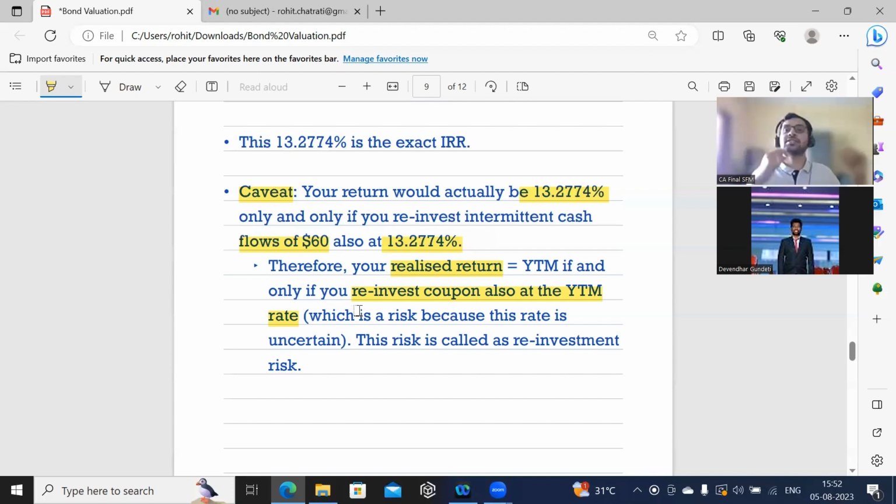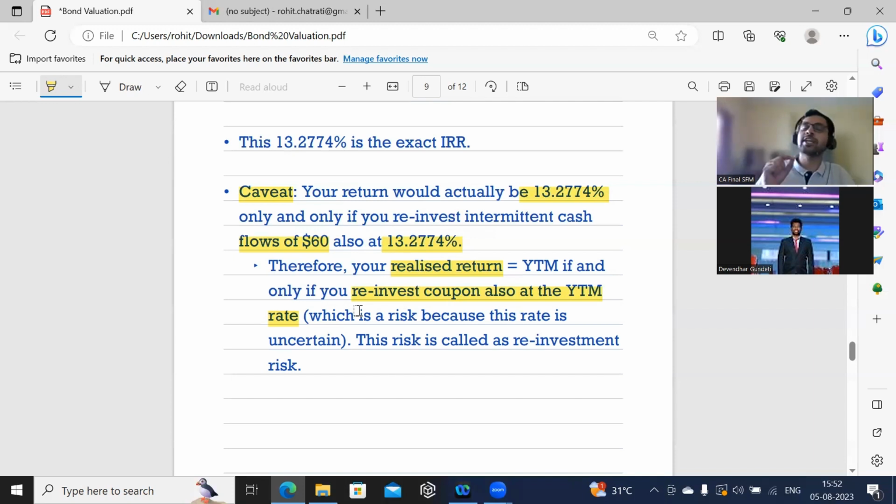First, I said YTM is the return that you're earning. Now I'm refining that and additionally saying that for you to actually earn YTM, or 13.27 percent, you also have to reinvest the intermittent cash flows. The year one cash flow of $120, you have to invest at 13.27 percent for 2 years, because there are still 2 years left to bond maturity.